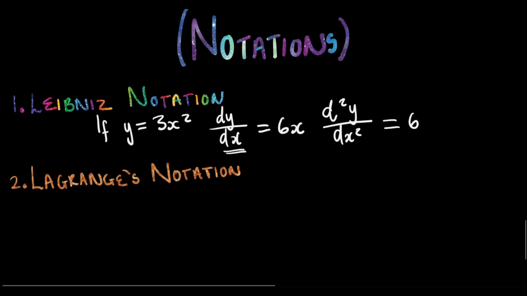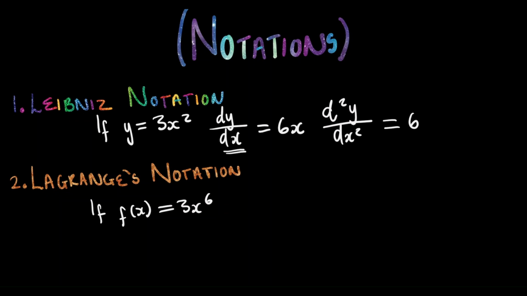Now for Lagrange's notation, which is also called functional notation. Remember, the first one is Leibniz, from a guy called Wilhelm Leibniz. Now here we are talking about Lagrange's notation, also called functional notation. If you have a function f of x being equal to the same thing, 3x squared, then the first derivative, or the gradient function, is written as f dash x. And it's a forward slanting dash. It's like it wants to fall forward. This will be equal to 6x.